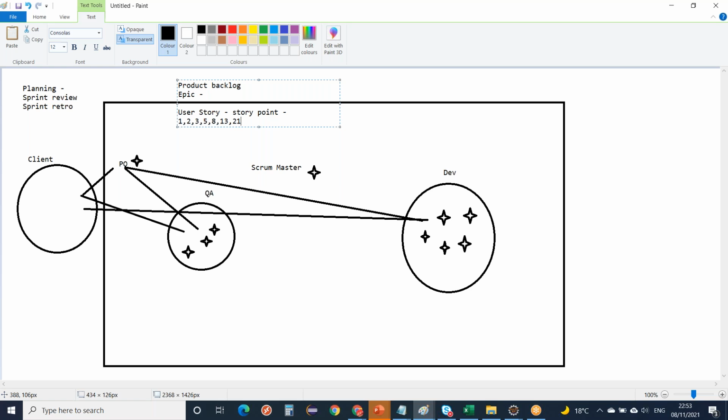Stakeholders, like the product owner, is also a stakeholder. Who are the stakeholders? All the team members, or the client people? Client people. Stakeholders means the higher management people, the client people, and then the product owner. These are the stakeholders.